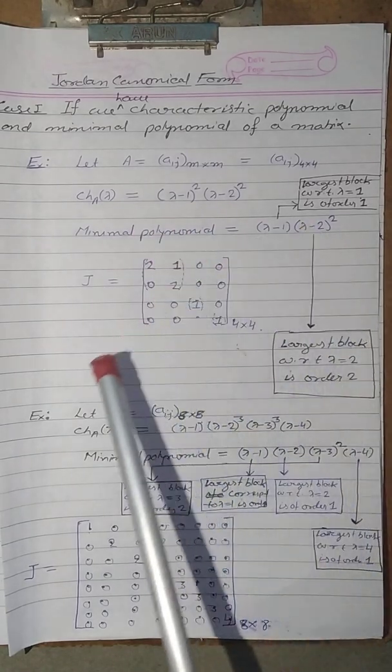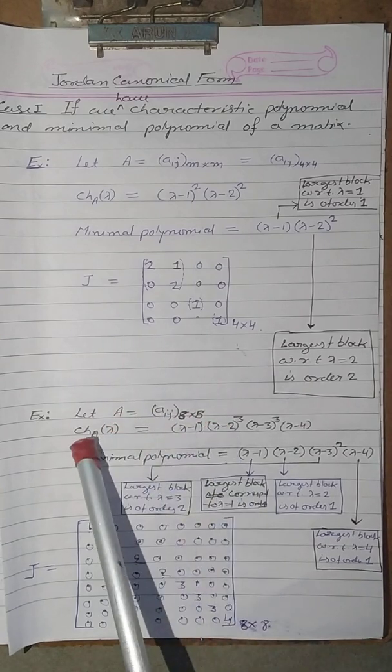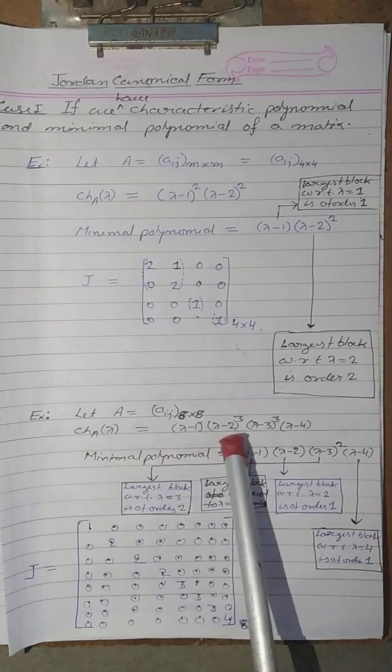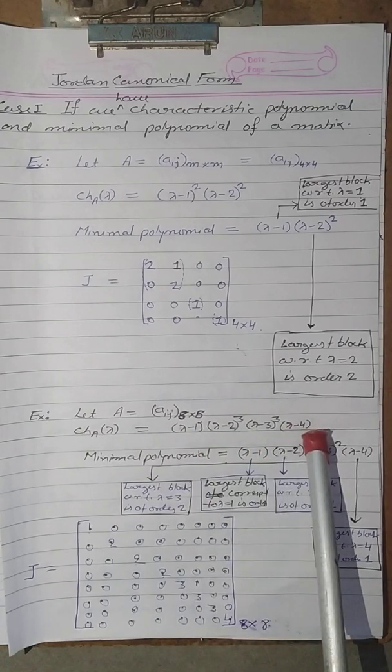Okay, let us take a second example. Let we have a matrix of order 8 by 8 and the characteristic polynomial of this matrix is (lambda minus 1), (lambda minus 2) to the power 3, (lambda minus 3) to the power 3 and (lambda minus 4).